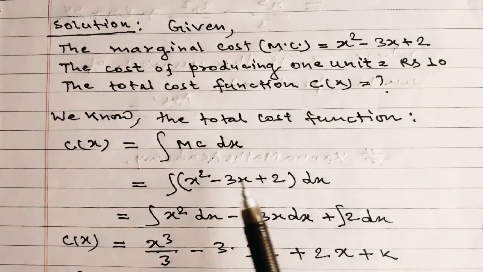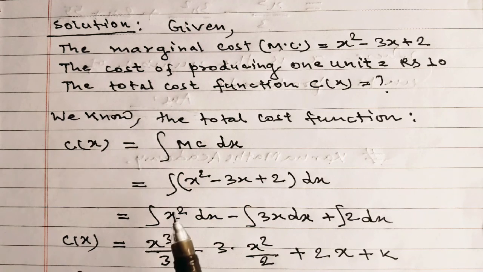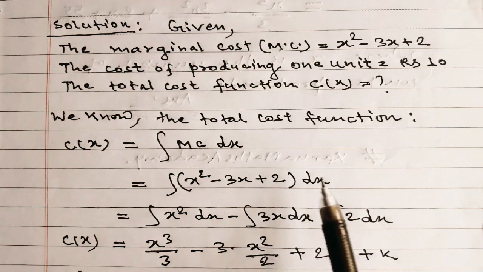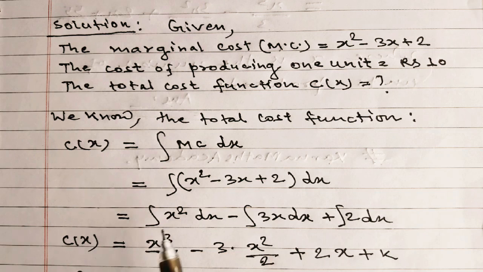Now finding the antiderivative of each term: integration of x square dx minus integration of 3x dx plus integration of 2 dx. Now Cx is equal to, x square integration is x cube by 3. We have to increase the power by 1. So we get x cube and divide by the same power, x cube by 3, minus 3 as it is. The integration of x is x square by 2 because power is 1. So when we increase power by 1, we get x square and divide by the same power. Integration of x is x square by 2 plus 2 as it is.